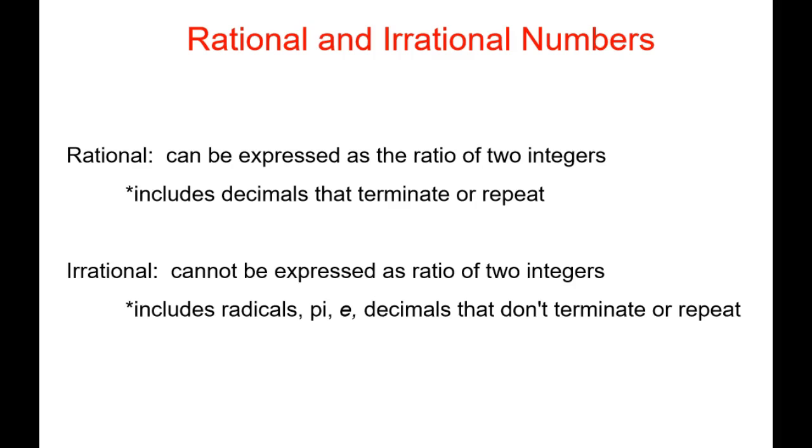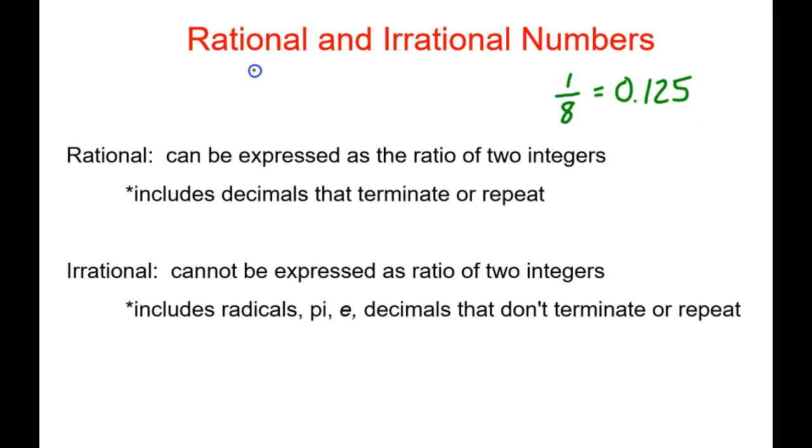A rational number can be expressed as a ratio of two integers, 7 over 2, negative 13 over 54. Any integer over an integer, that is a rational number. This includes decimals that terminate or repeat. Terminate means that decimal comes to an end. For example, if we had 1/8, this is an integer over an integer, that's a rational number. We could express this as 0.125. So even though this is a decimal, it's a decimal that terminates, it comes to an end. That is a rational number.